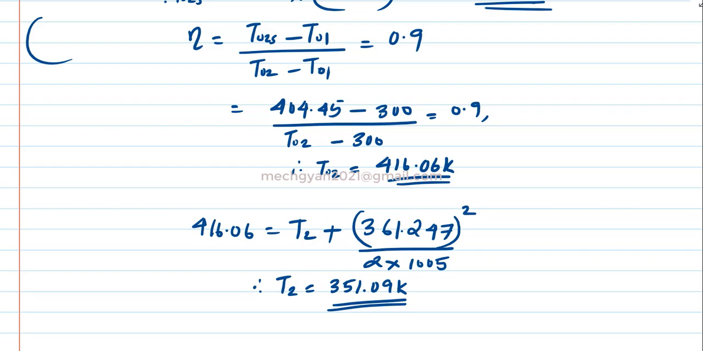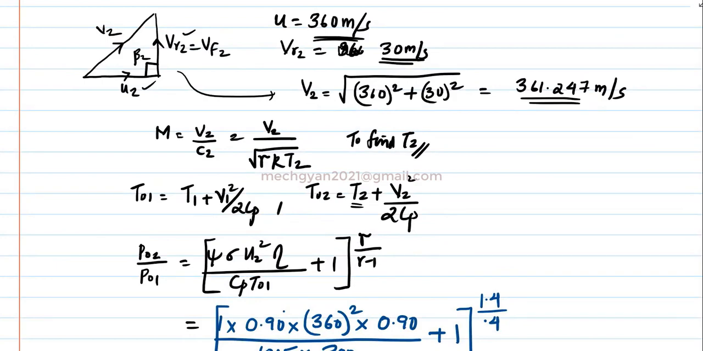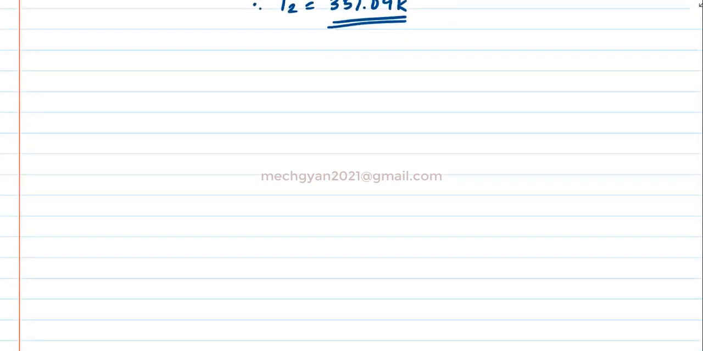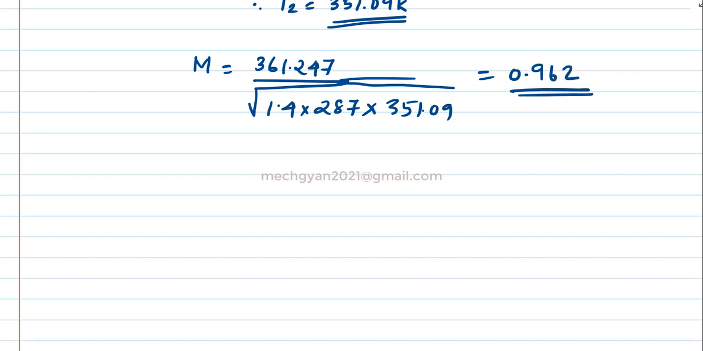So now we have found T2. That was our aim. Once T2 is obtained, we can find the Mach number. Mach number M equals flow velocity, 361.247, which is V2, by root of gamma R into T2, with gamma 1.4 and T2 351.09, and we get the value as 0.962. First part is done.